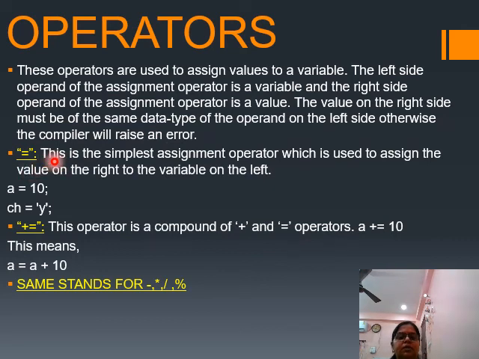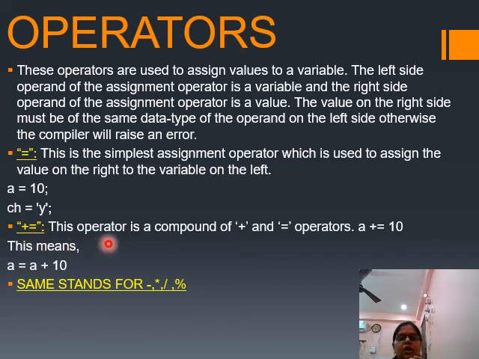Equal to, this is your simple assignment operator. Previously we studied the double equal sign, that was your equality operator. This is used to assign the value on the right to the variable on the left. A is equal to 10, ch is equal to, this is your assignment operator.